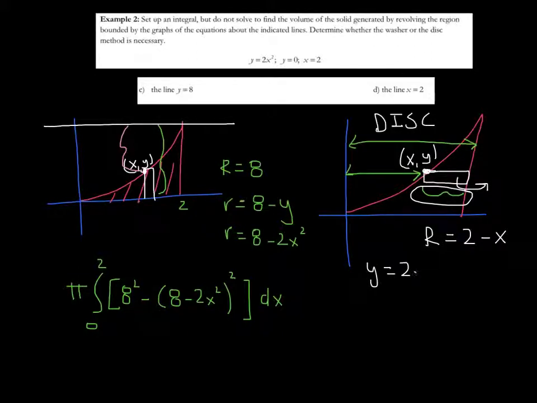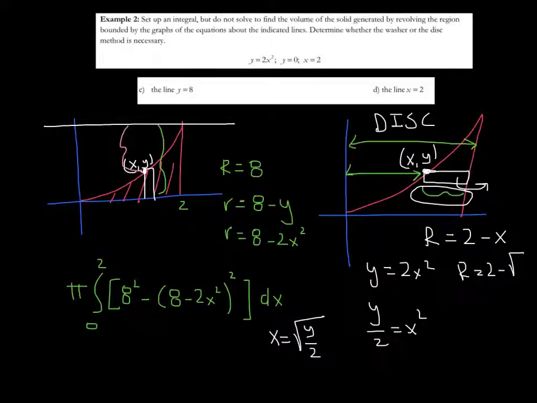So y equals 2x squared. Divide by 2, y over 2 is equal to x squared. And then we'll take the square root. So x equals the square root of y over 2. So we can rewrite our capital R to be 2 minus the square root of y over 2.